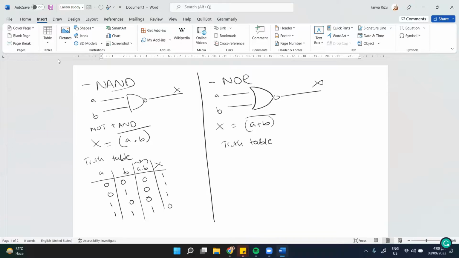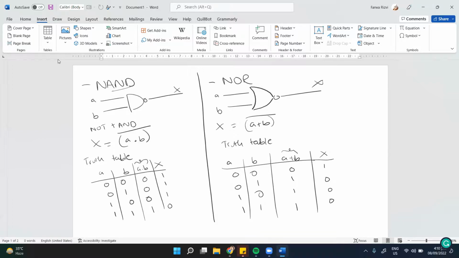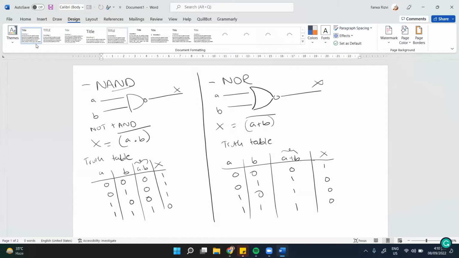And then we have the truth table. Same inputs, A and B. I'm going to make a column for A plus B as well, and then X. So we have 0, 0, 0, 1, 1, 0, 1, 1. After adding these, we get 0, 1, 1, 1. And then for X, we just invert this column, which becomes 1, 0, 0, 0. Exactly. These were the basic ones that we had learned.